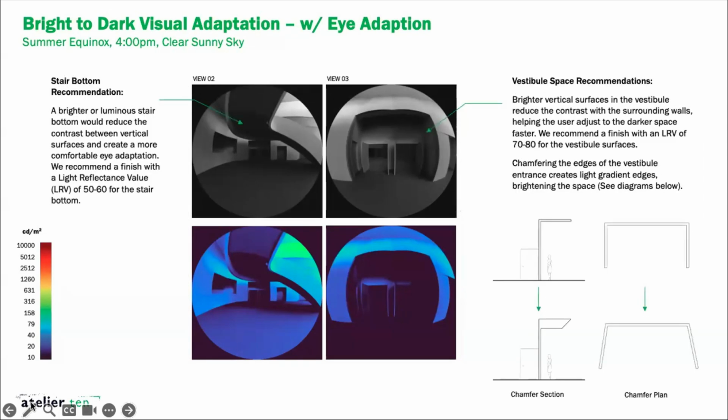And so ultimately, this was a very early stage analysis. And so they just wanted to understand what are some quick fixes that we can do to improve this? And so the very obvious one is within the field of view, the bottom of the stair was very dark, which was causing this contrast. And therefore, we recommended a brighter or even luminous stair to reduce that contrast between the surfaces in the field of view. And also a very subtle thing that we can do is the vestibules currently are punch outs within the wall. And so just chamfering those edges will allow a softer transition between bright and dark.